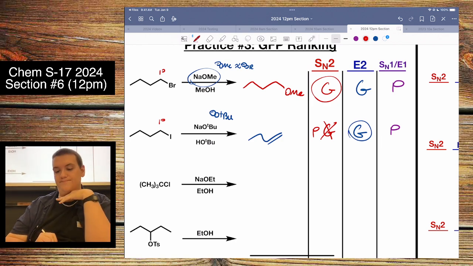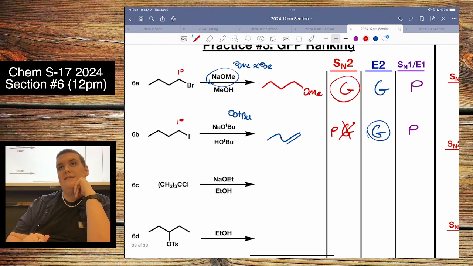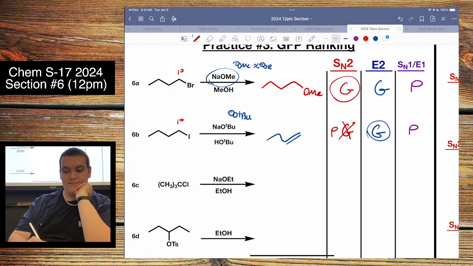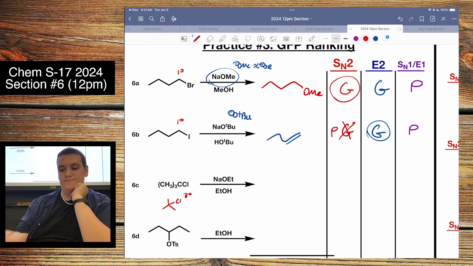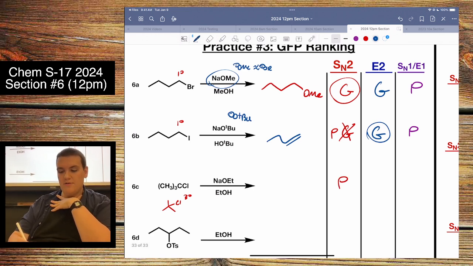And I'm going to do one last one. So with this third example, is it primary, secondary, or tertiary? It looks a little weird, but we have 3 methyls and a chlorine on a carbon, so it's tertiary. So is it good, fair, or poor for SN2? Poor. E2, we look at base strength. We have OEt minus, good, fair, or poor? Good, because it's just OR minus.